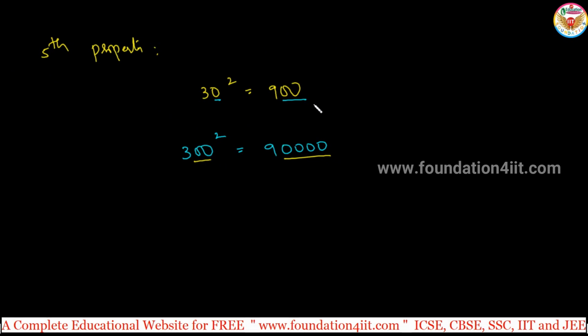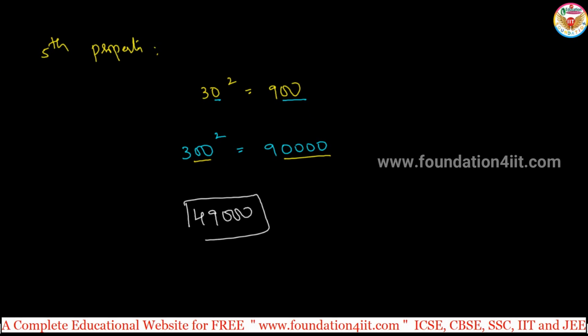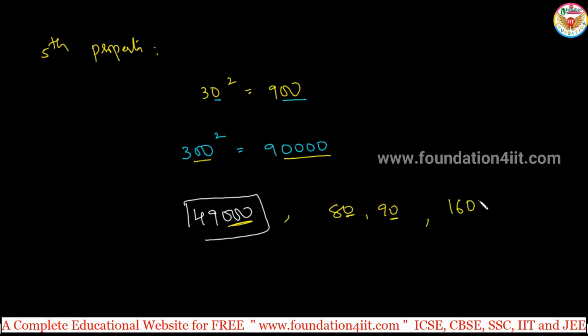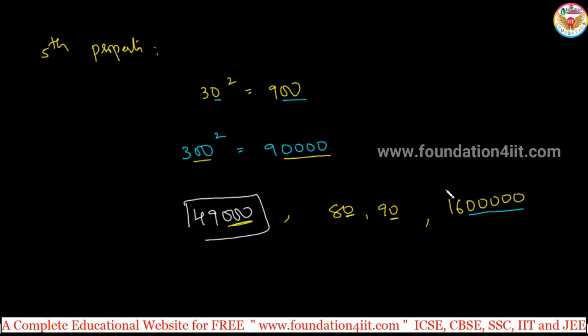That means the square of any number should not have an odd number of zeros, remember. 49 is 7 square, but 49,000 is not a perfect square because it has an odd number of zeros. Even 16, after 16 if there are 4 zeros, this is a perfect square, but if you take 5 zeros, it's not perfect. 16 is a perfect square, but with 5 zeros, an odd number of zeros, it will not be a perfect square.